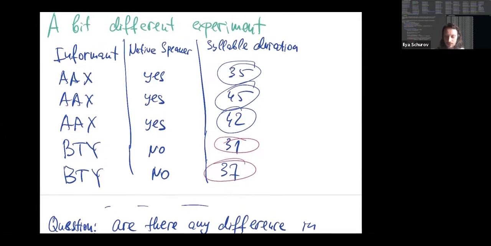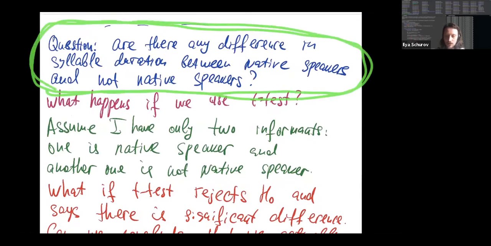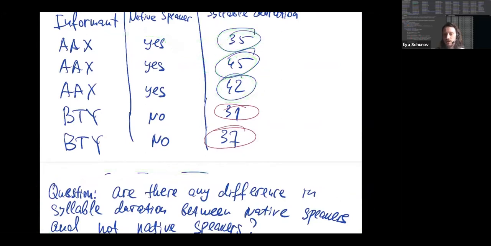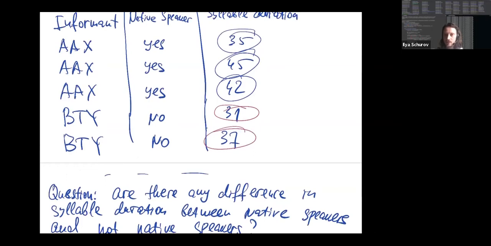And then we see that in this experiment, if I want to answer this kind of question, I have to take into account the fact that some of these numbers are produced by the same informant. Because if I considered these numbers as completely independent and applied a t-test to them, I would get a result that cannot be interpreted as the answer to this question. Because in this question, we are interested in the difference between native speakers and non-native speakers. So our populations are the population of all native speakers and all non-native speakers. But what we actually compare are just two informants and data collected from these two informants.